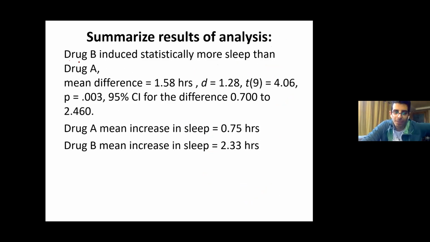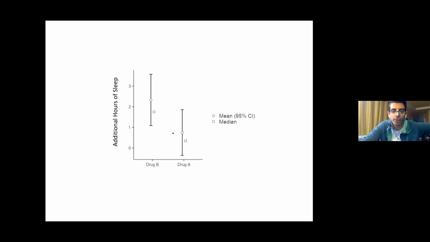So drug B induced statistically more sleep than drug A, and if you go to the curve, it kind of makes sense, right? Look, this does not touch this mean. You might be saying, no, it's touching 0. Forget 0. We don't care about 0, because this 0 was for the population. Right now, we're caring about these two together. So this confidence interval is not touching this, and this confidence interval is not touching this. Here, we're comparing drugs to each other.